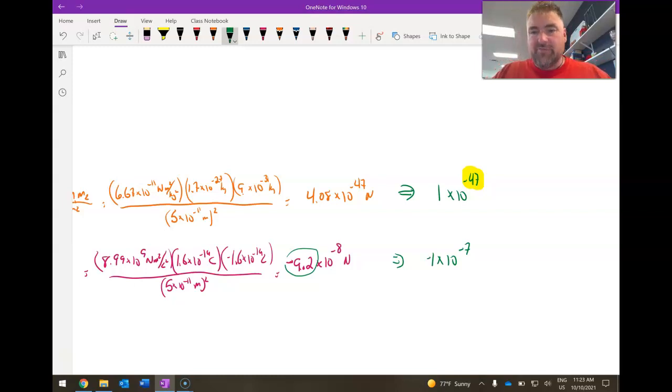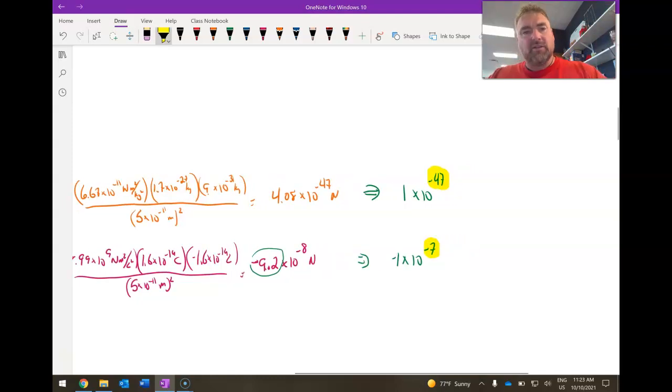And again, it's negative, but I'm not concerned about that because they're both going to be attractive regardless. So I look at the powers of 10. And so when I look at this and I compare these two, this one down here, the electrostatic force, is 10 to the 40th times bigger.